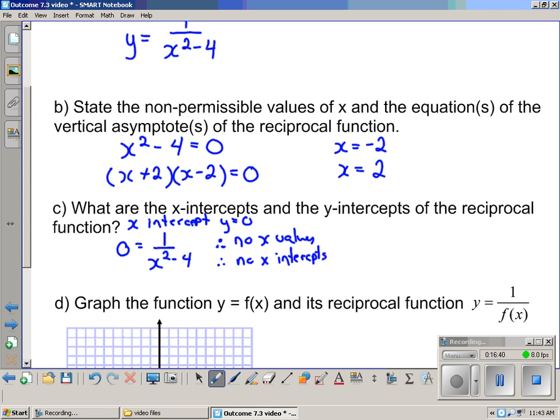Let's look at the y-intercept. For the y-intercept, we're going to let x equal 0. I end up with y equals 1 over 0 squared minus 4. So therefore, y is equal to 1/4.